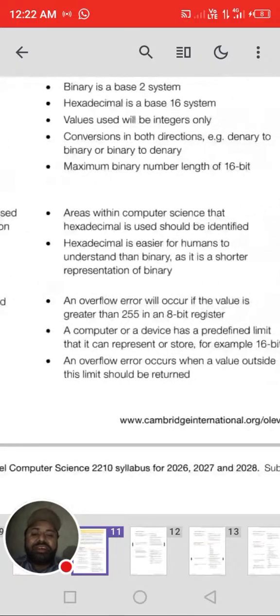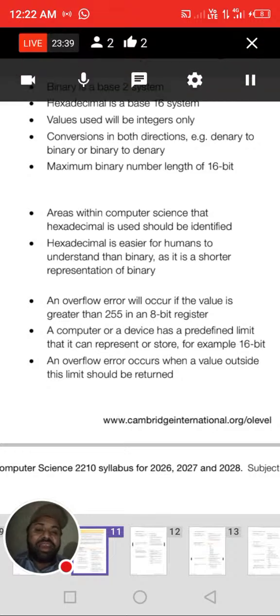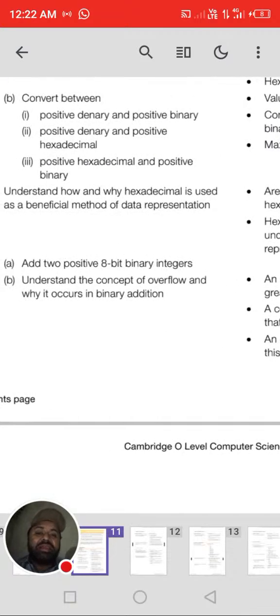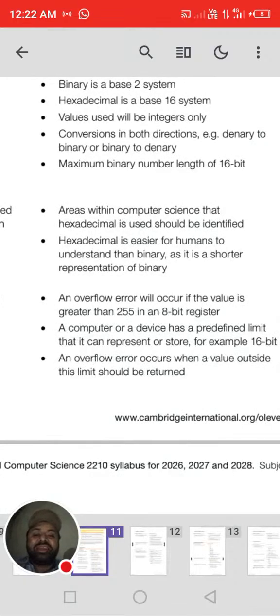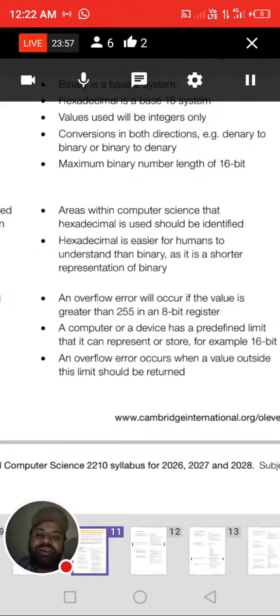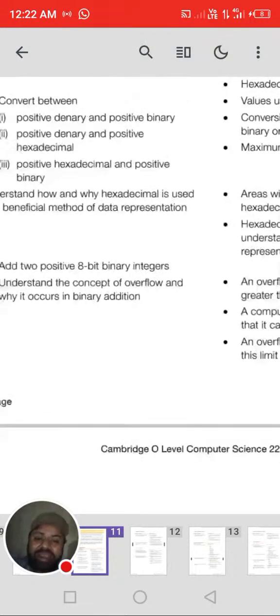That's a great topic. Areas within computer science where hexadecimal is used should be identified. We will see where the hexadecimal system is utilized and why, because it is written in a short format and is much easier than binary. Hexadecimal is easier for humans to understand than binary, as it is shorter than binary. This is a question which has been addressed: why do we want to use hexadecimal? Because it is easier for humans to understand, and it represents binary in shorter form.